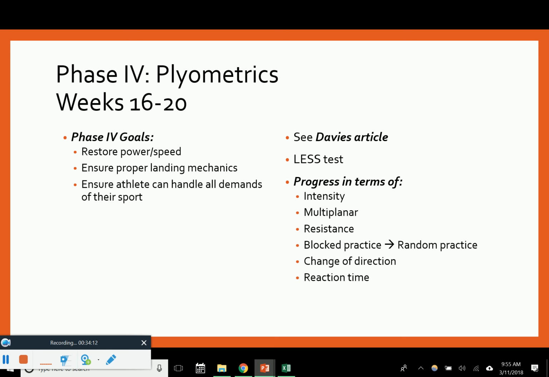You're going to look at the LESS test, which is the landing error scoring system test. And you're going to progress them in terms of intensity, multiplanar movements, resistance, block practice towards randomized practice, change of direction, and reaction time.